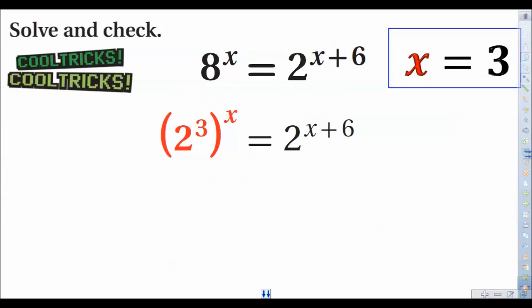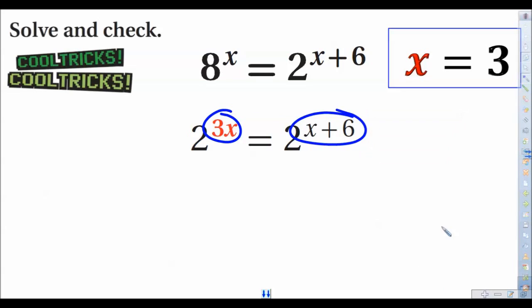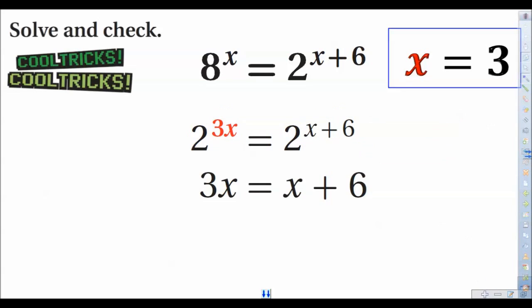Yep, 3. So if we write this as 2 to the 3rd raised to the x equals 2 to the x plus 6, no harm, no foul. This is still saying 8 to the x. Now, how about we use our power property there and multiply those together? And now, looky there. Shouldn't these two things be equal? And so then we solve that. Subtract the x. And wait a minute, we did this already, right? We're going to get 3.